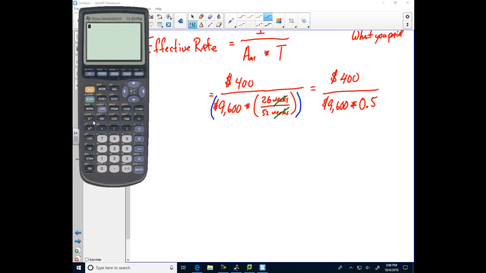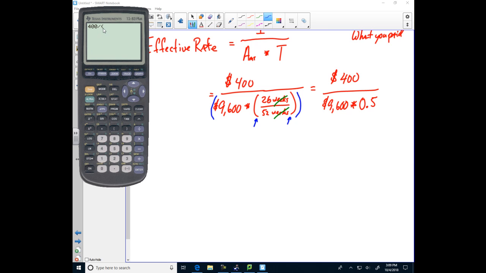Now, these parentheses right here tell the calculator, well, do this part first. So whatever you get in there, multiply that by the 9,600, and then keep all that together and divide it into 400. That's what these parentheses are telling the calculator to do. So here's what it's going to look like on the calculator.